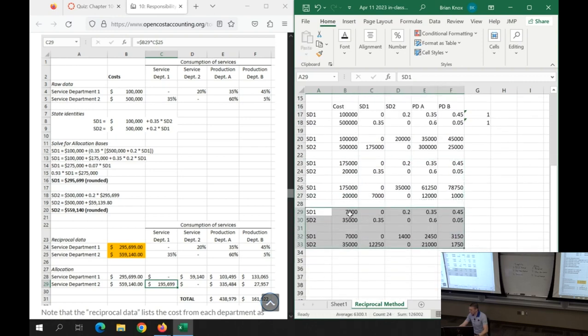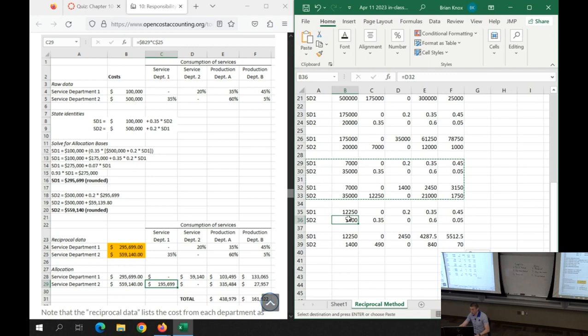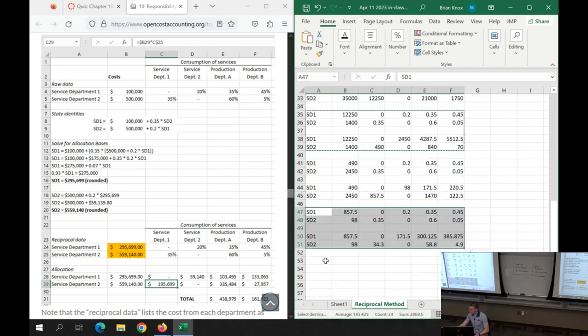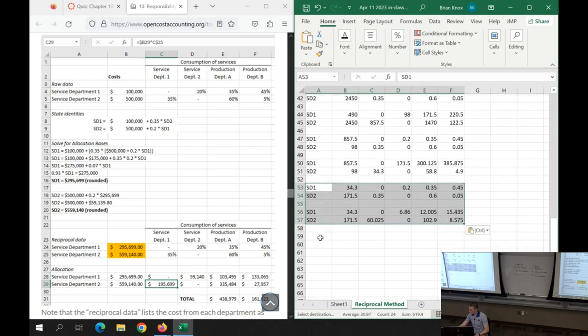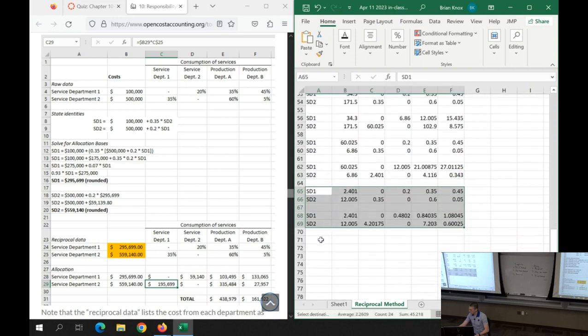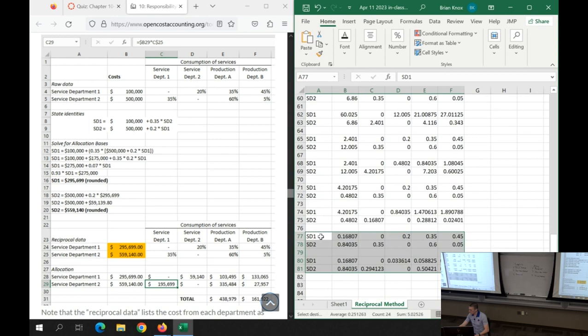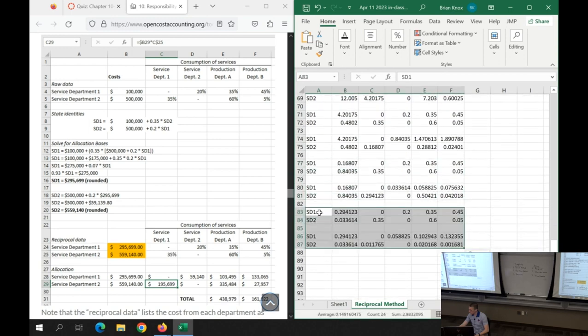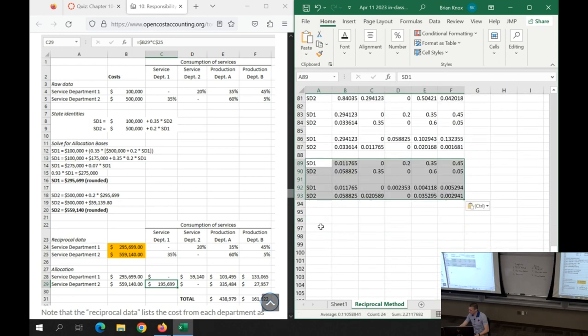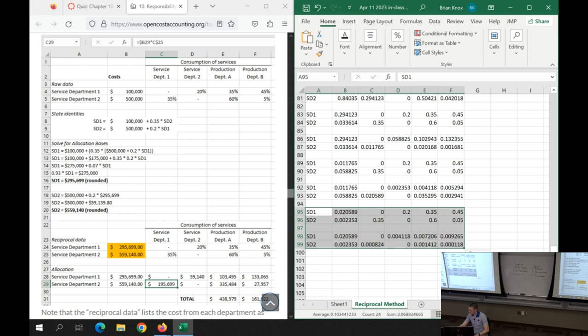We multiply that again. We do that again. Looks like SD1 has 7,000 now. SD2 has 35,000. Let's repeat this process for a fourth time. It's getting smaller and smaller, right? I promised you. 12,250, 1,400. Let's just keep going. I'll stop narrating. Down to the cents. And this is where I'll stop.